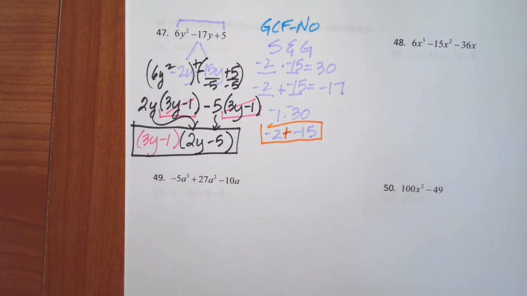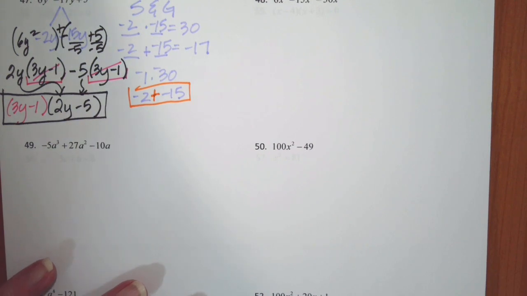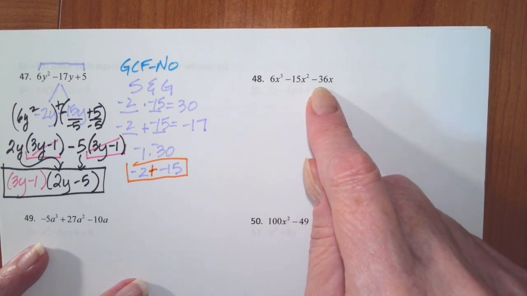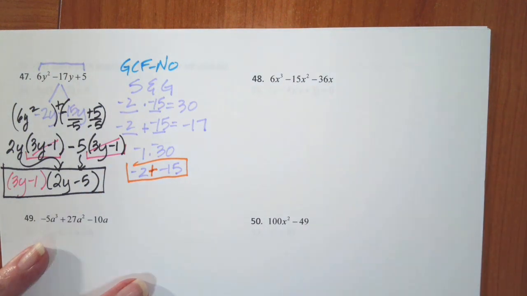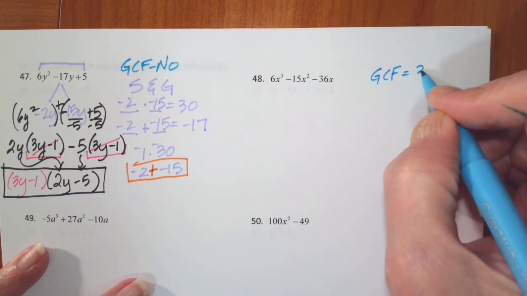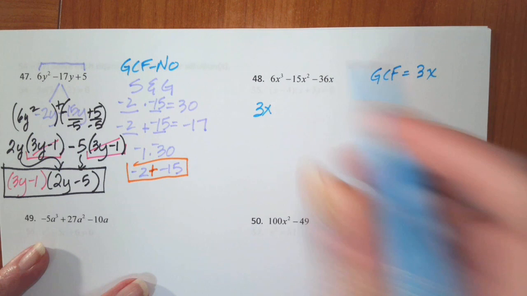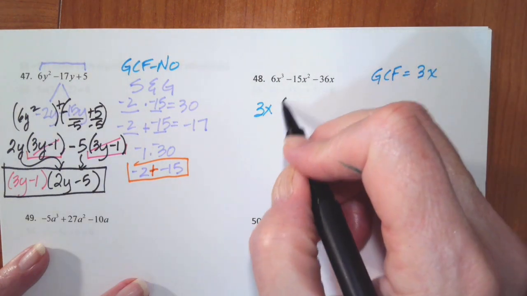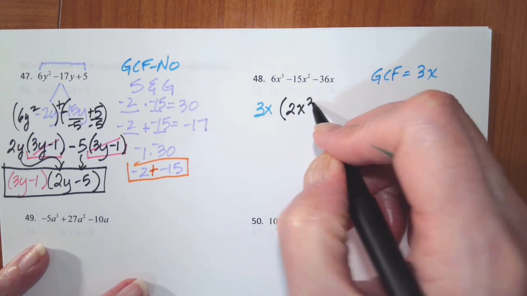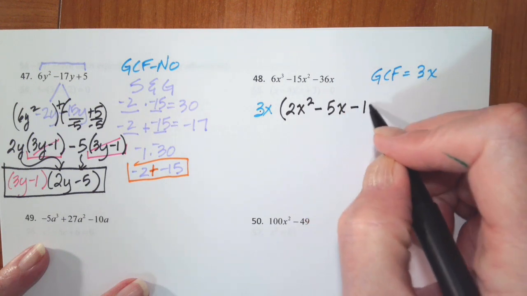Alrighty, let's see. Okay, 48. Let's see what we got going on here. Okay, finally, I've got one with a GCF. All the numbers are divisible by 3, and each of them has a single x. So my GCF is 3x. I'm going to start out by writing this as 3x. 6 divided by 3 gives me 2, and then I have x to the second minus 5x minus 12.